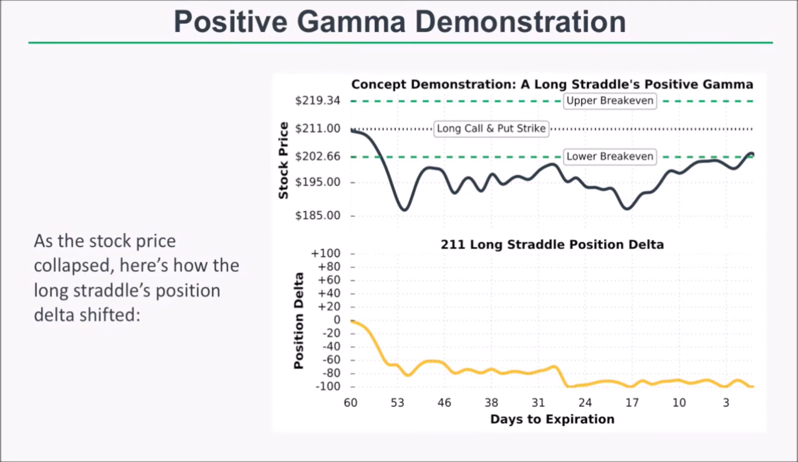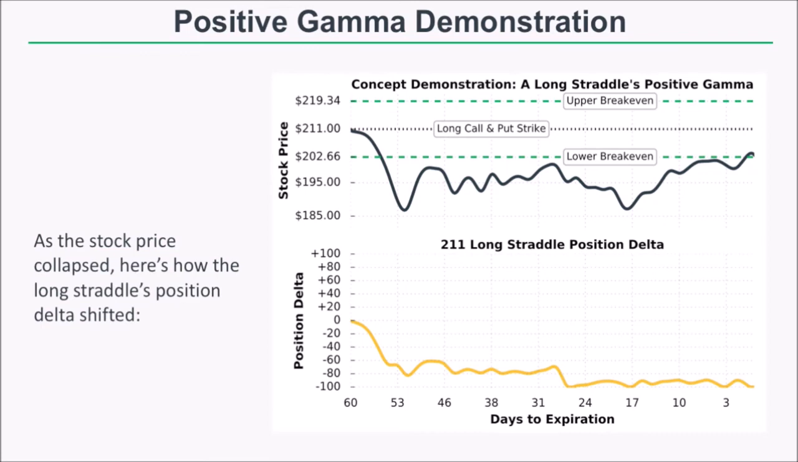So as we can see here, if the stock price decreases away from our long straddle strike price, our position becomes more short because our position delta is negative. Now that means that we want the stock to continue to decrease because that's going to lead to more and more profits for a long straddle position.